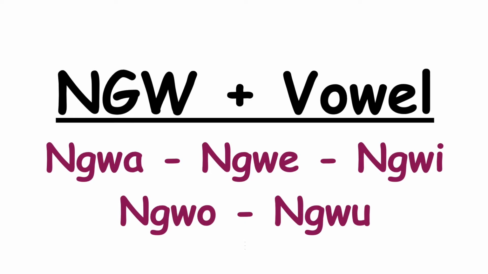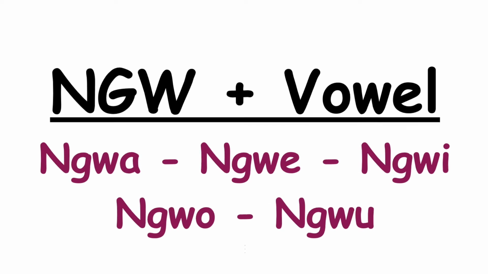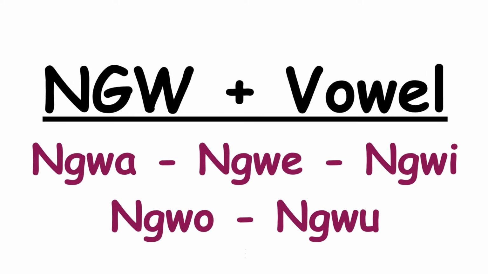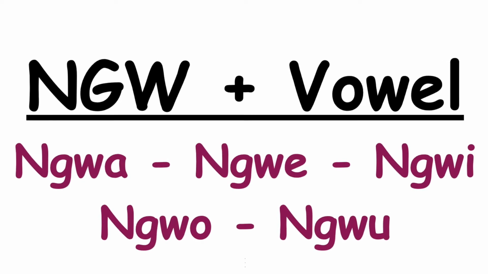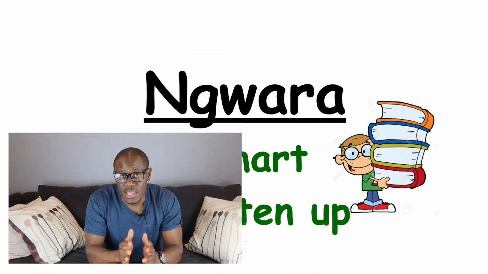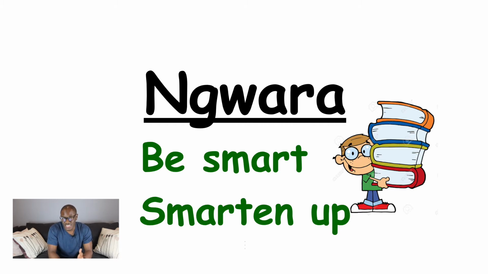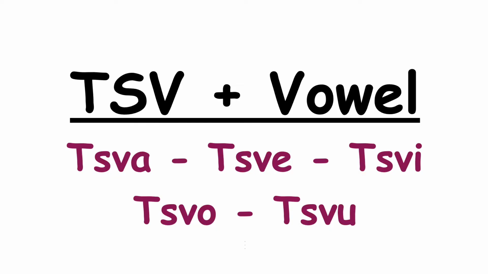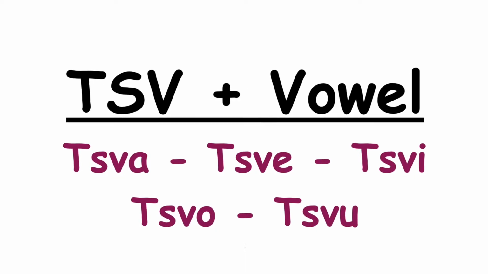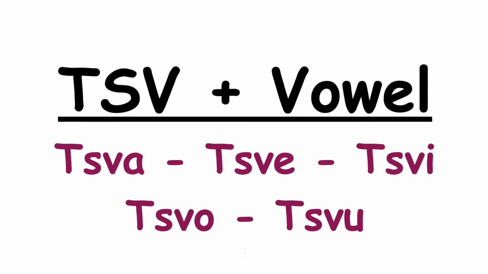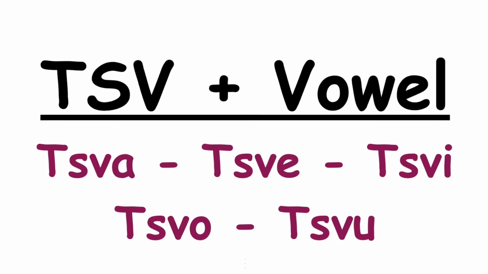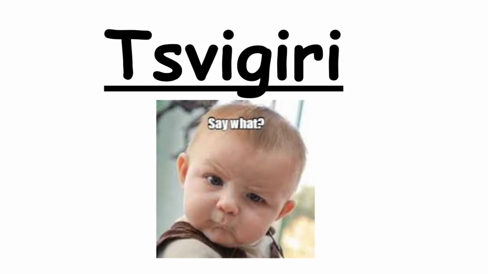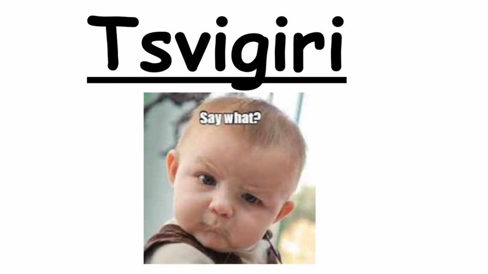Okay, moving on next, we have N, G, W and a vowel. That gives us Ngwa, Ngwe, Ngwi, Ngwo, Ngwu. A common word used in the Shona language with this sound, we have Ngwara. And now we move on next to T, S, V and a vowel. That gives us Tsva, Tsve, Tsvi, Tsvo, Tsvu. And the common word used in Shona is Tsvigiri.